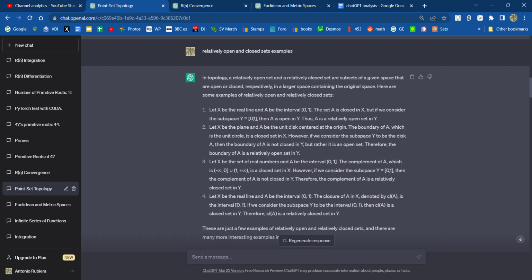I'll just go through one of them. Number 1: X is the real line, A is the interval 0 to 1. The set A is closed in X. But if we consider the subspace Y equal to the closed interval between 0 and 1, then A is open in Y. So A is relatively open in Y. This is a little bit of a complex concept to get.